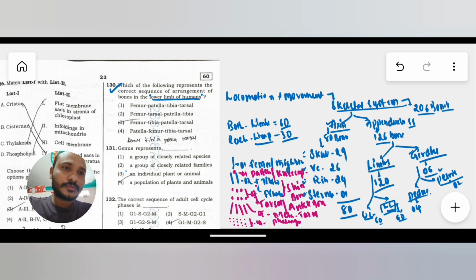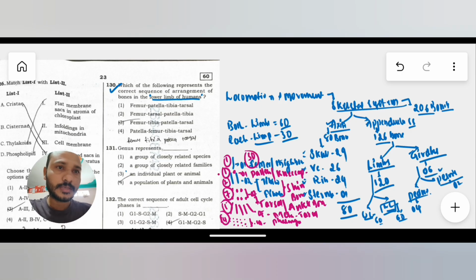So likewise, we have the total arrangement of lower limb bones. Here one femur bone, one patella bone, one tibia and one fibula. Here seven tarsal bones, five metatarsal bones and 14 phalanges bones. If you count this, there are 30 bones arranged in this lower limb.